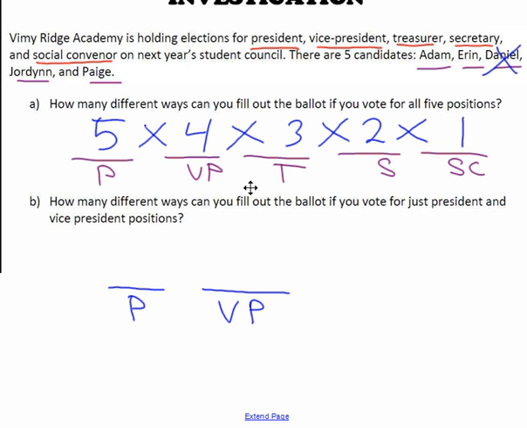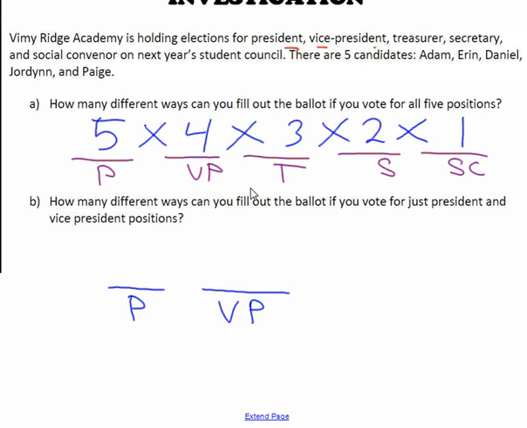We're not sure what's happened behind the scenes here. Maybe nobody else wanted to be treasurer or secretary or social convener, so there's no use voting for anybody. Somebody else already got those positions. So we only need these 2 positions now.